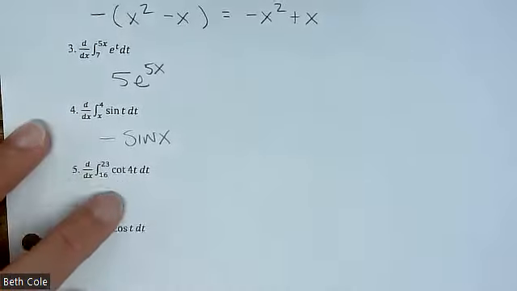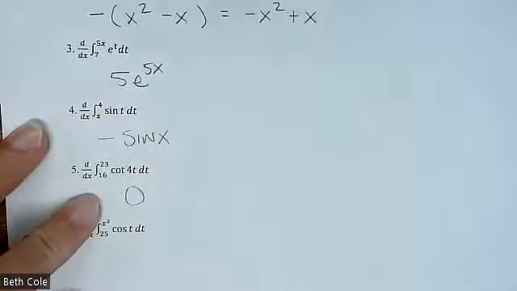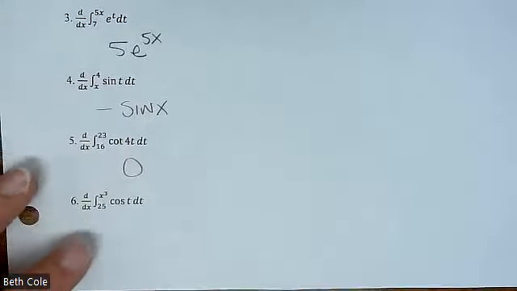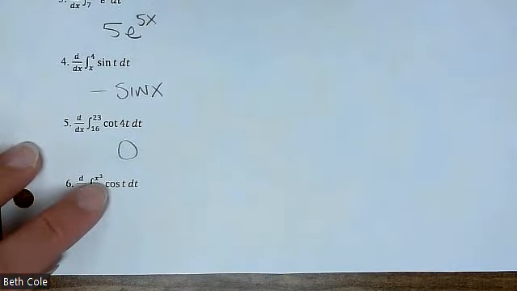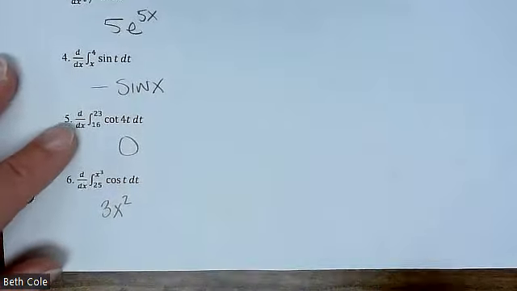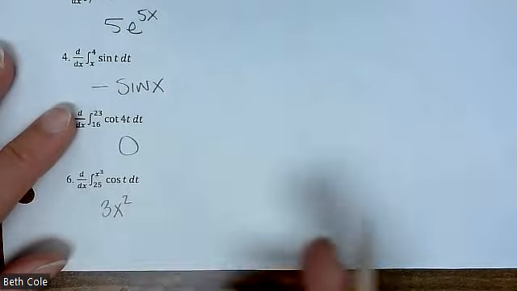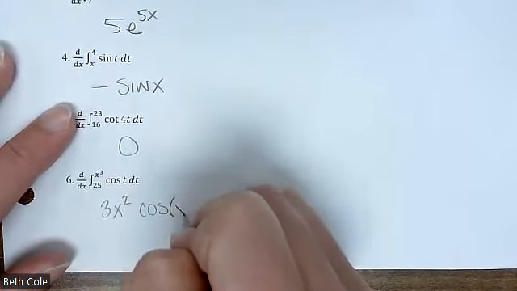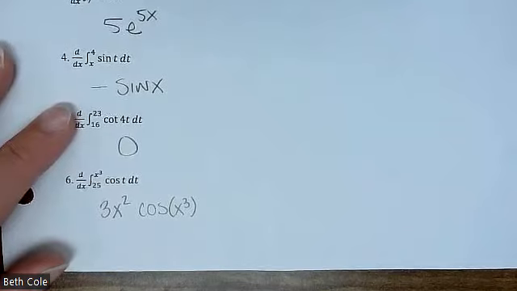All right, how about this one? 0. They're both constants. Derivative of a constant is 0. This one is going to involve a chain rule. I suggest putting it first. The derivative of x cubed is 3x squared. And then you just take x cubed and plug it in. It'll look like that.